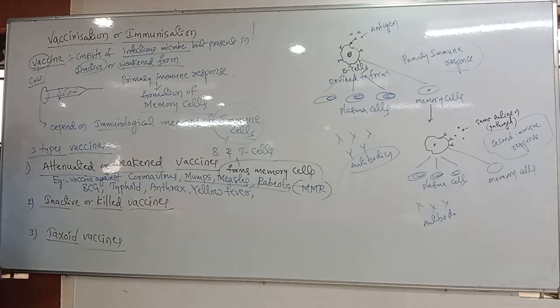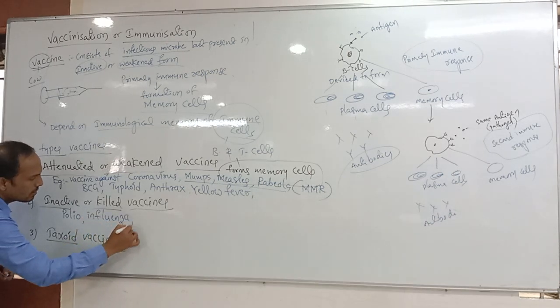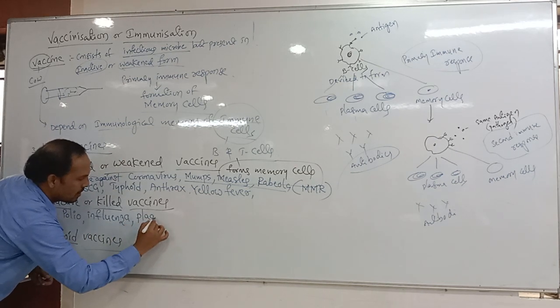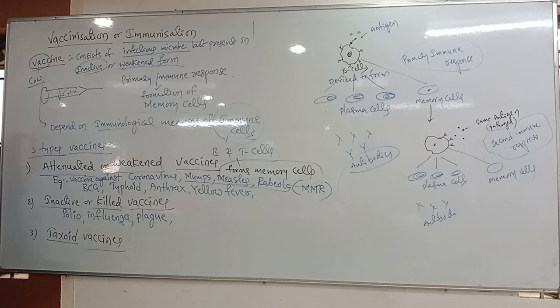Next, inactive or killed vaccines. Killed virus vaccines are polio, influenza, and plague. It can be the polio vaccine, the influenza vaccine, or the plague vaccine. These are called inactive vaccines.